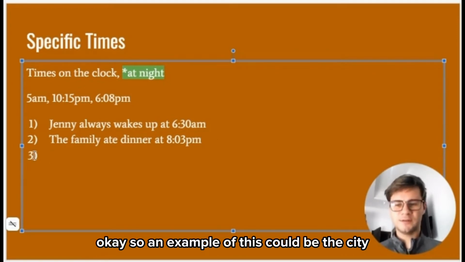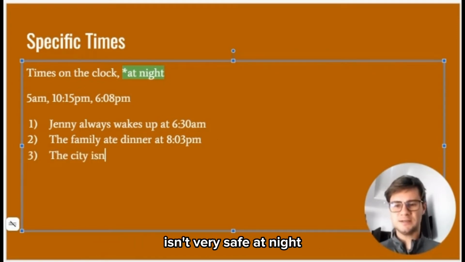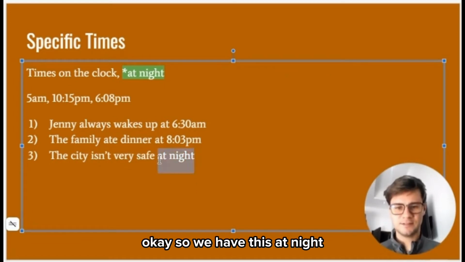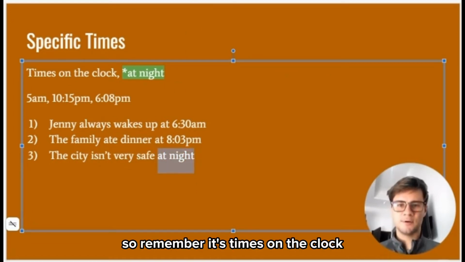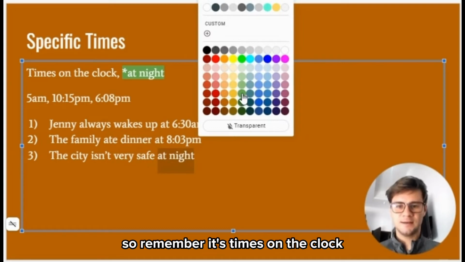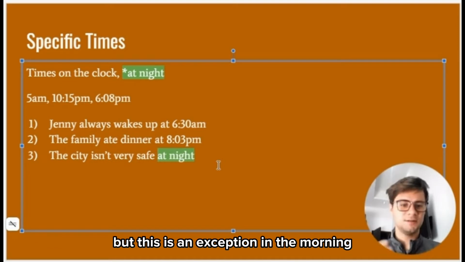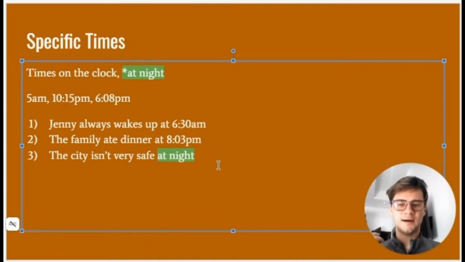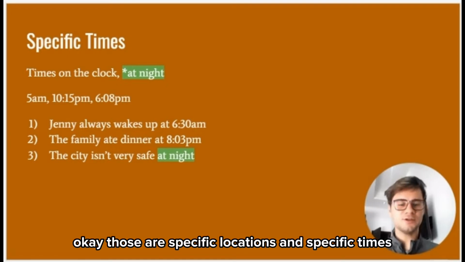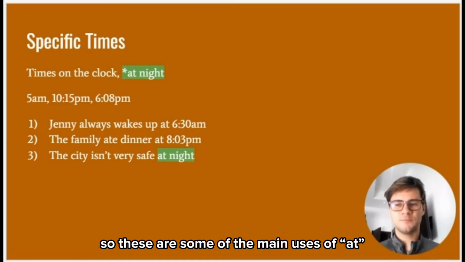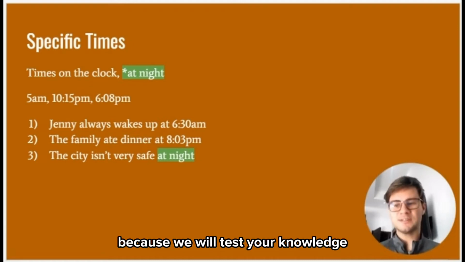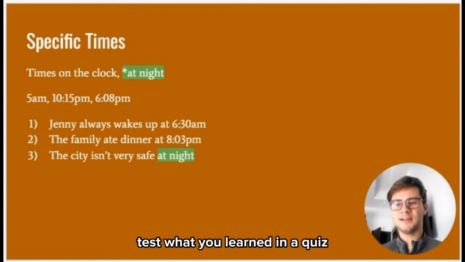Okay, so an example of this could be the city isn't very safe at night. Okay, so we have this at night. So remember, it's times on the clock, but it can also be at night. But this is an exception. In the morning, in the evening, in the afternoon, but at night. Okay, those are specific locations and specific times. So these are some of the main uses of at. Remember to stick around because we will test your knowledge, test what you learned in a quiz.